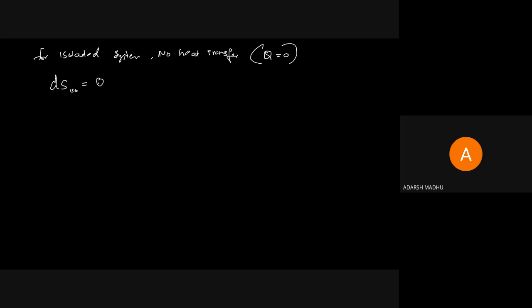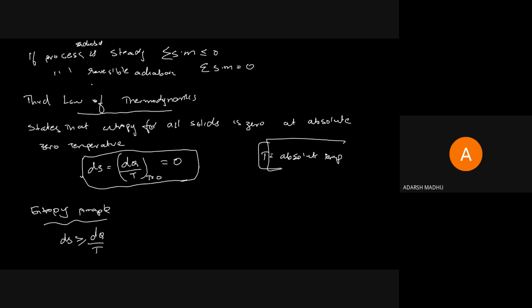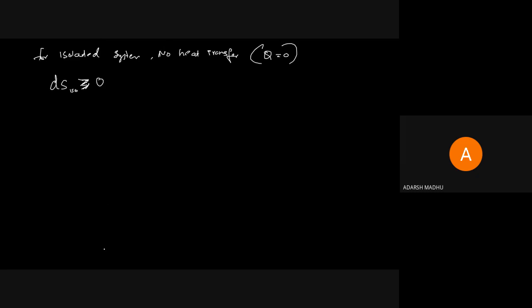Okay, that means 0 is greater than or equal to 0. Only the value 0 on dq by T and the greater than or equal to value will still be there: ds of isolated greater than or equal to 0. So what is the condition when it is greater than or equal to 0, and what is the condition when it is equal to 0? ds of isolated is 0 for a reversible process.